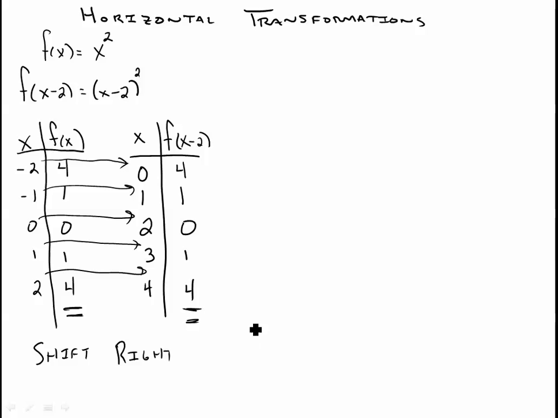Graphically, this looks something like this. If this is f of x equals x squared, then x minus 2 squared is that whole thing shifted 2 to the right.